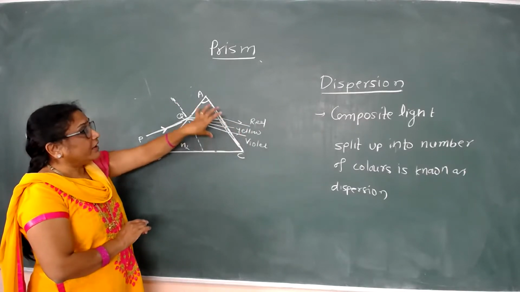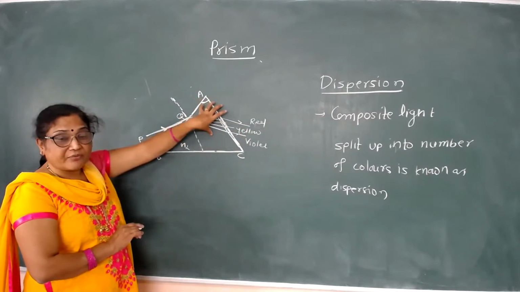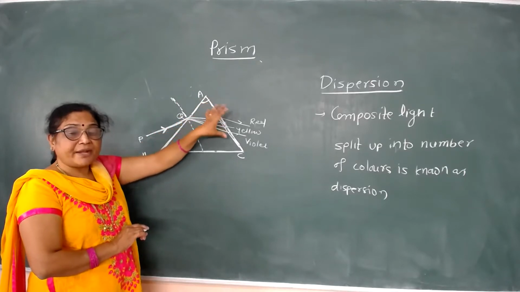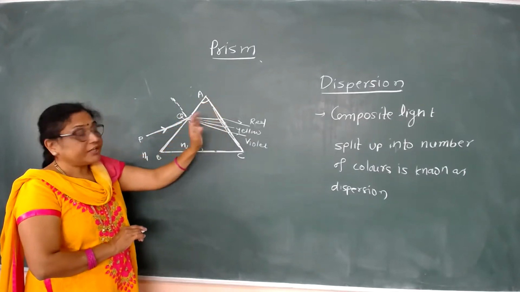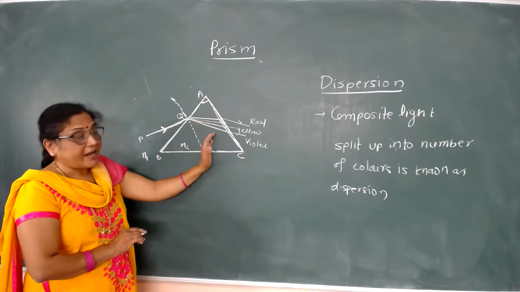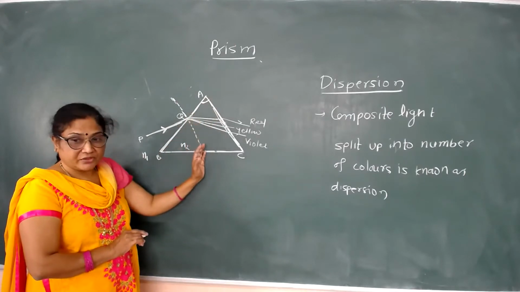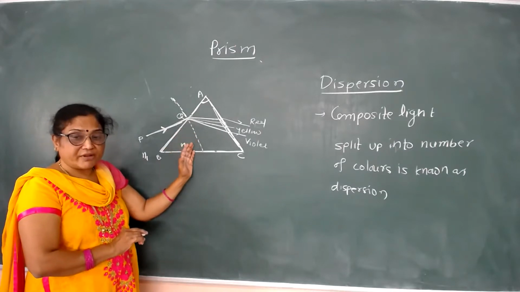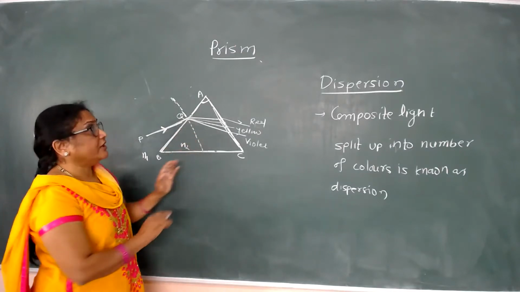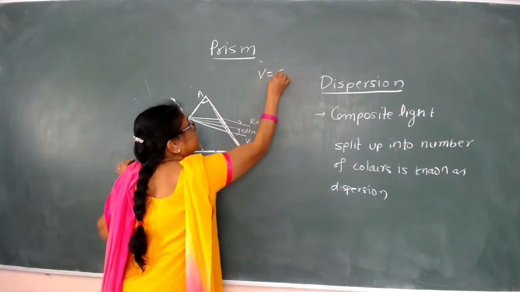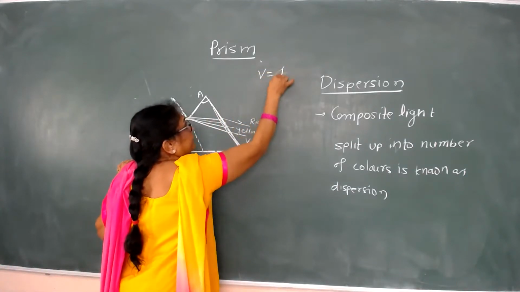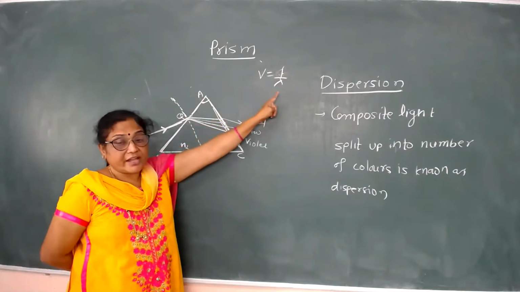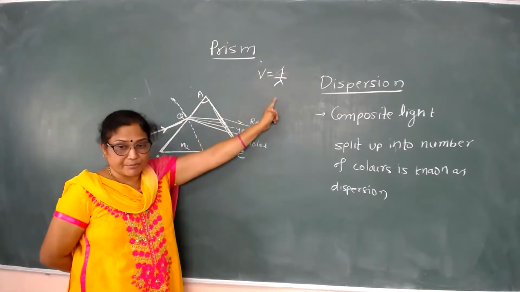When a composite ray of light is split up into a number of colors, it is split up depending upon their velocity and their wavelength. We know that the relation between velocity and wavelength is inversely proportional, that is V is equal to C divided by lambda.